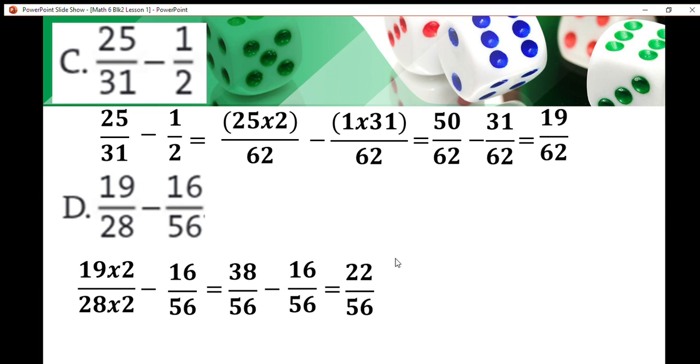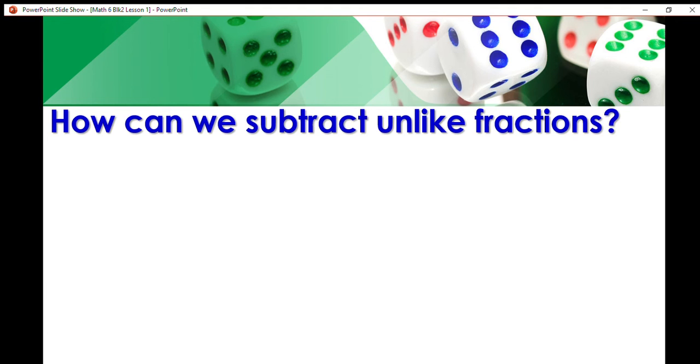Because this is not yet our simplified answer, we need to divide it by 2 because it's their common factor. So 22 divided by 2 is 11. 56 divided by 2 is 28. Any other common factors? No. So the answer in letter D would become 11 over 28.